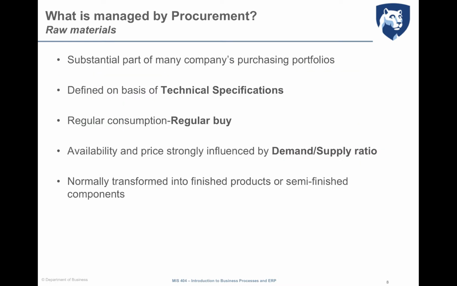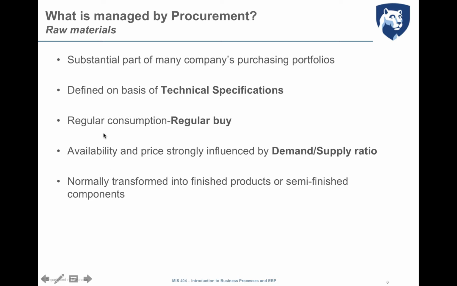Raw materials are usually the greater part of the company purchasing portfolio. They are defined on the basis of technical specifications, so it's the production line that asks for particular raw materials like aluminum, wood, plastic material, chemicals, solvent. It depends, of course, on the industry, from industry to industry.